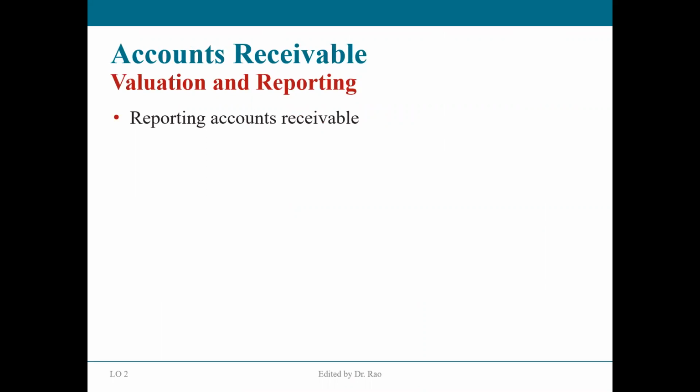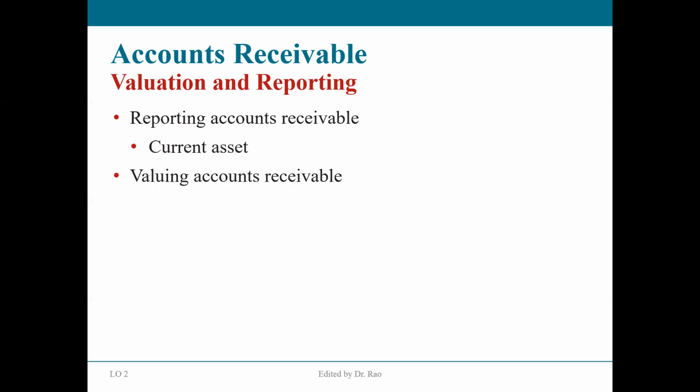Reporting of accounts receivable is rather easy. It's reported as a current asset. So this is a current asset that's going to be reported in the balance sheet. It's going to be cash, accounts receivable, and then inventory. The reason it's listed before inventory is the item is already sold, or the services have been performed, and I just need to collect the cash. So it's one step away from becoming cash. It's a current asset. That part is easy.